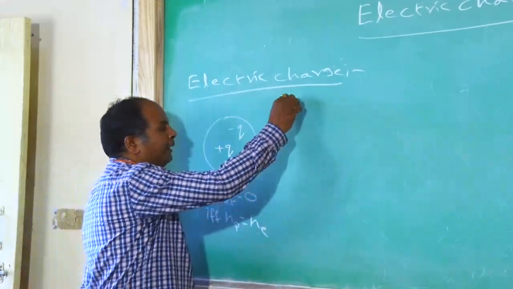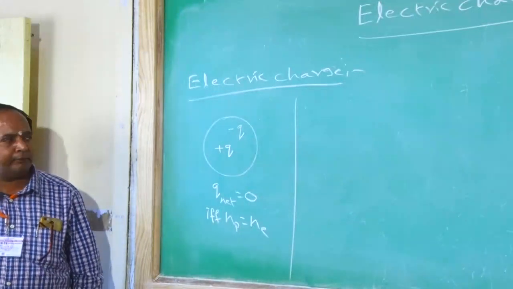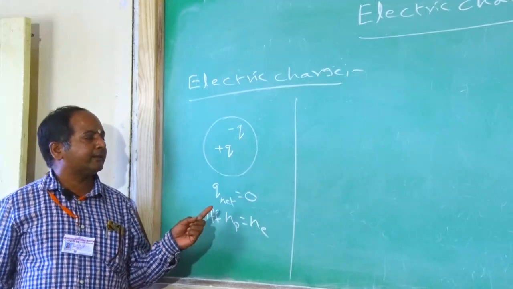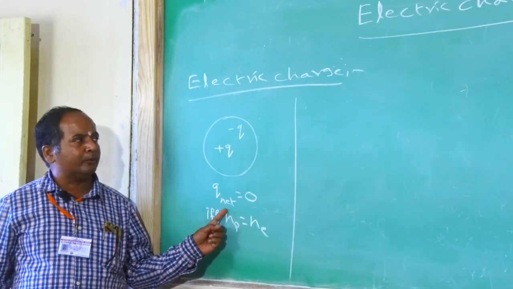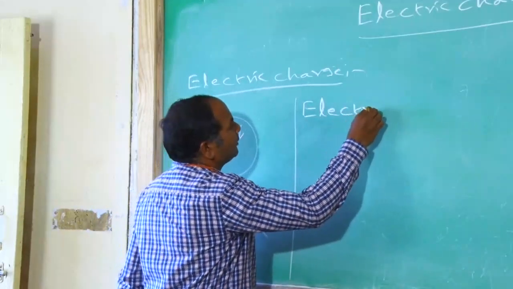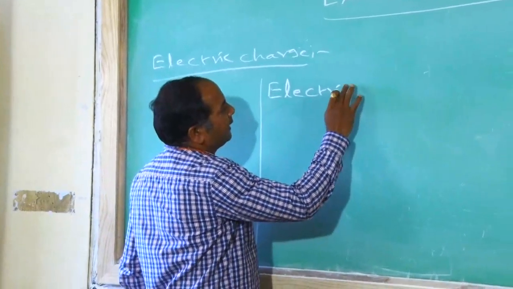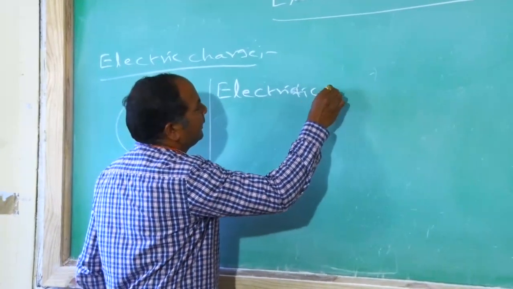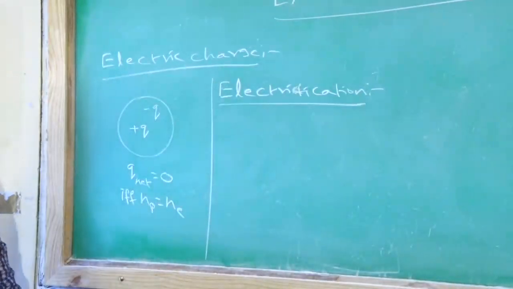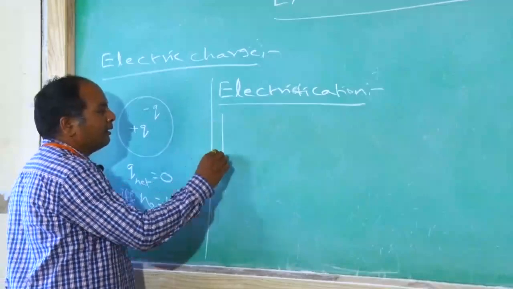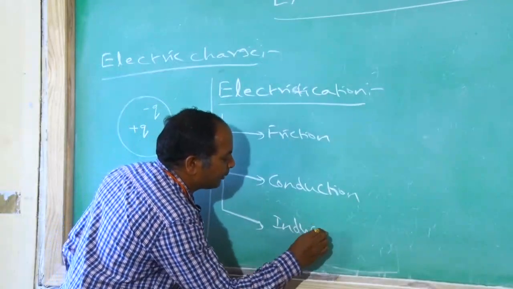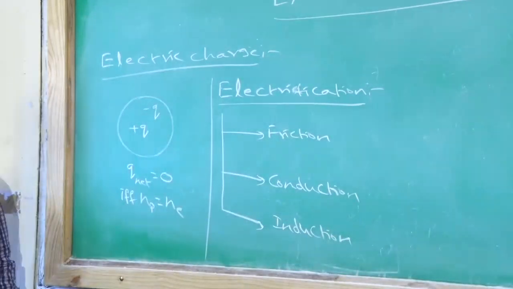Suppose by doing any one process, if we remove the electrons or we add the electrons, then the net charge will not be equal to 0. The process which is used to create the charge is said to be electrification. Here generally electrification means what? Electrification may occur by friction, conduction and induction. Here the electrification processes are three. One is friction, another one conduction, another one induction.